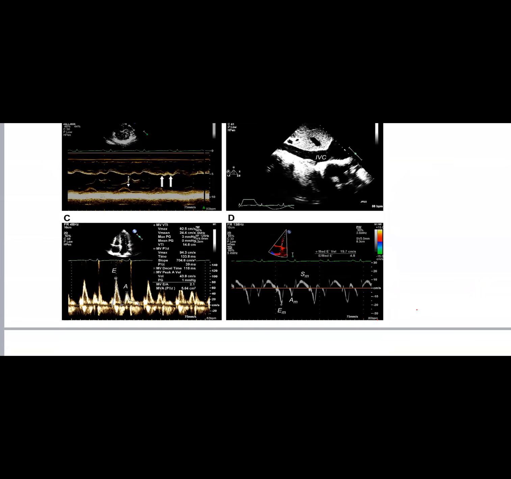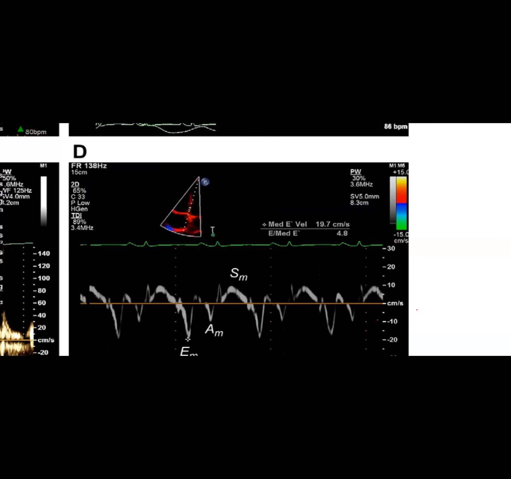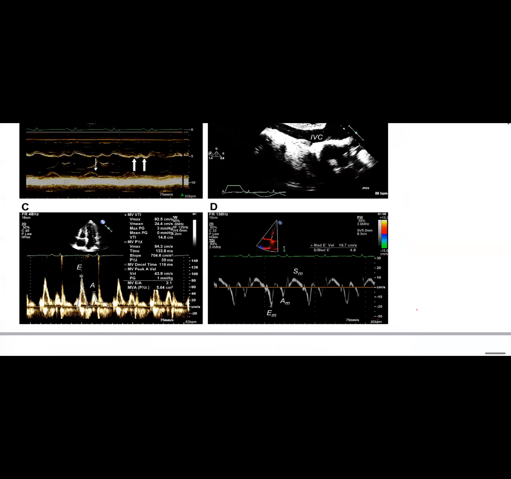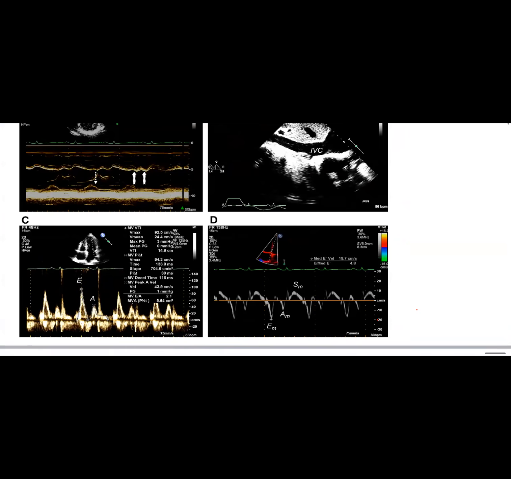C shows a high EA ratio, more than 3. D shows the medial E prime velocity is like 19. It's a lot. So what do you think about this? Pericardial constriction. These together are suggestive. Exactly. This is constriction.